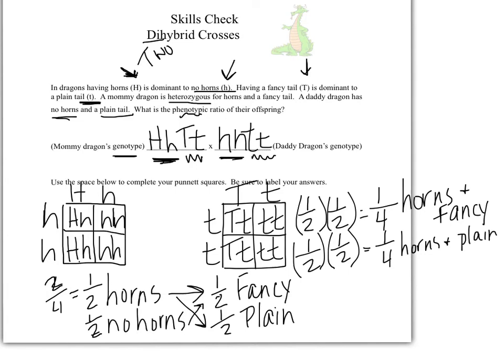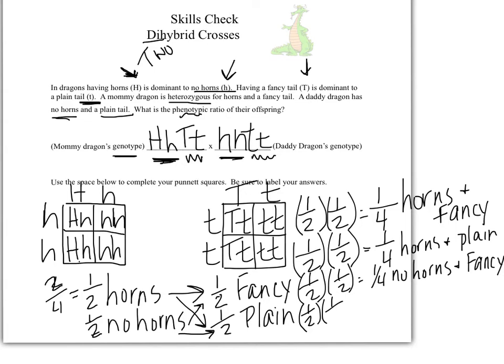And then we have to put together these 2 options. So again, half times a half, again 1/4. But this time there's no horns and a fancy tail. And then our last possibility that could happen is half times a half equaling 1/4. No horns, and it's a plain tail.